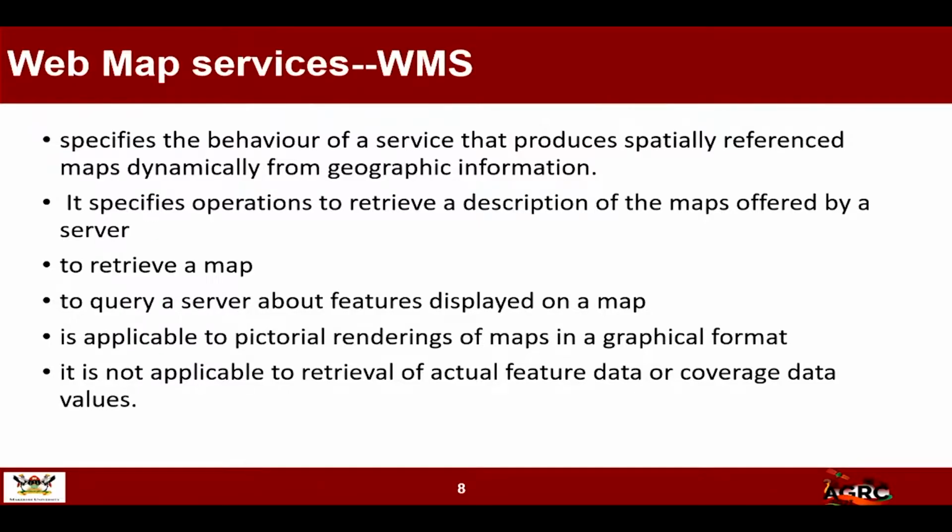So when you query the server, it basically brings you first the capabilities document, which is an XML document, and then later on it will bring you an image if you want the map. So it does not bring you actual feature data or coverage data. So if you try to check the pixel values, most likely you may not be successful. That's basically the limitation.